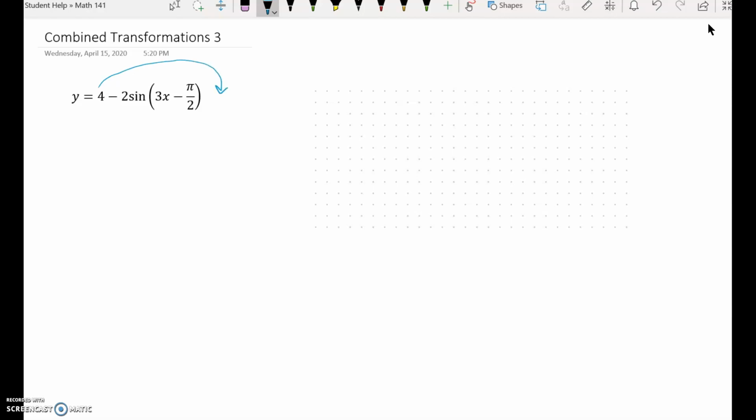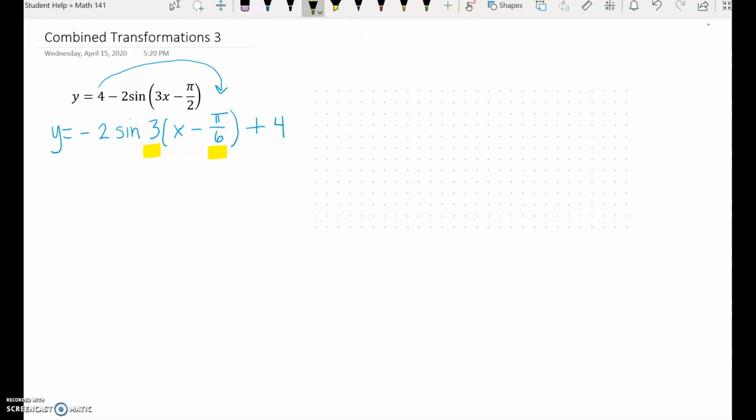So as I rearrange that, I'm going to move that to the other side. So I'm going to rewrite this as y equals -2 sine of factor the 3 out of the parentheses and divide both of those items by 3. So we'll end up with pi over 6. And then, like I said before, that +4 is going to come onto the back.